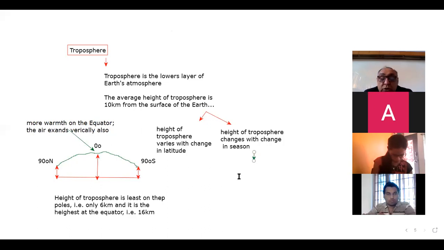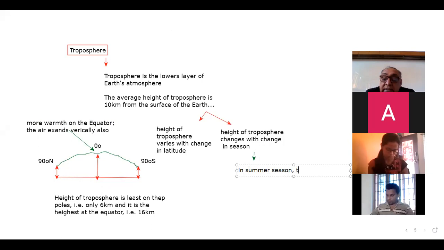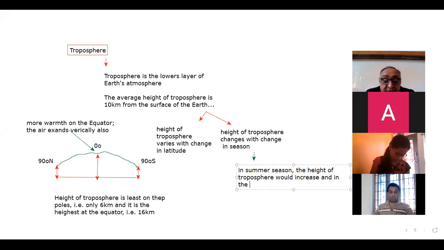The height of troposphere changes with change in season. That is true, because in summer season the height of troposphere would increase. And in the winter season, the height of troposphere would decrease.